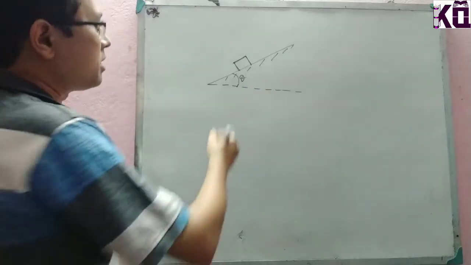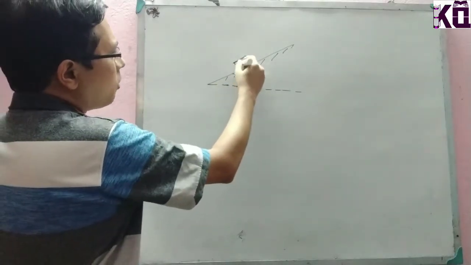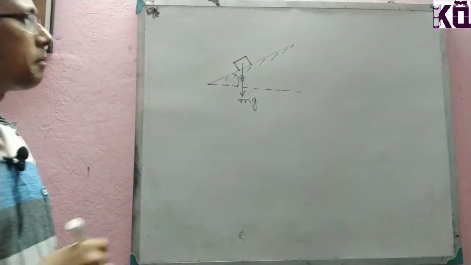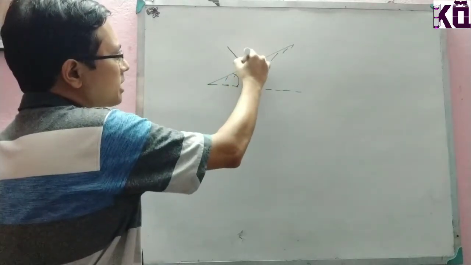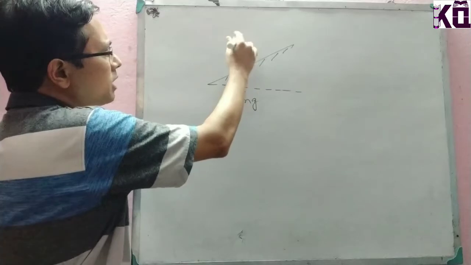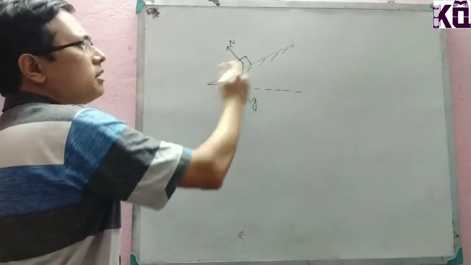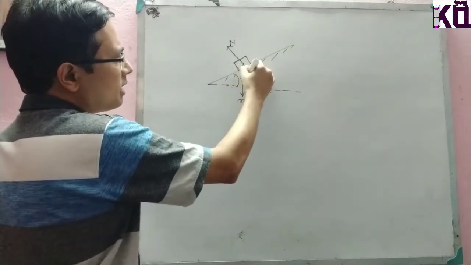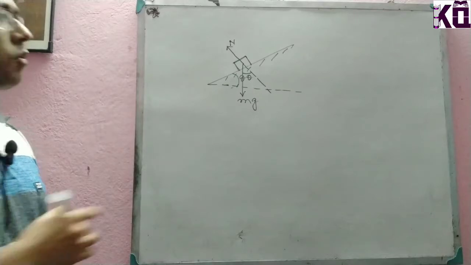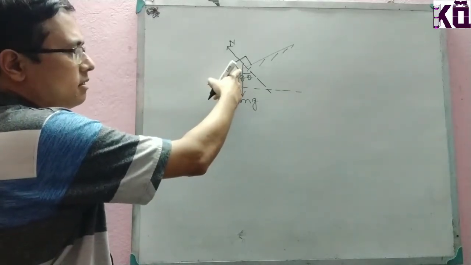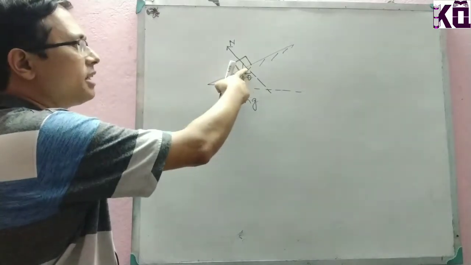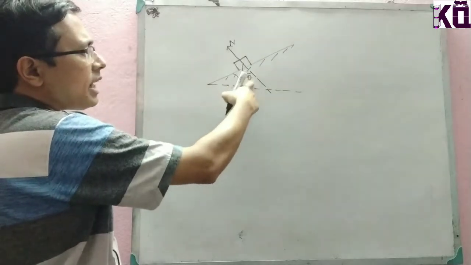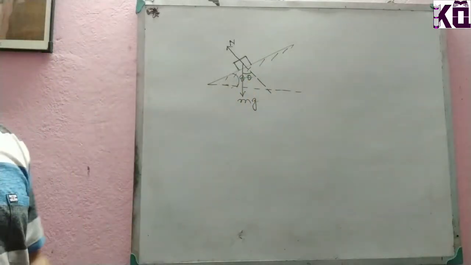Now what happens? The weight must always be vertical, and the normal must always be perpendicular to the plane. If I extend this, with the plane at angle theta, this angle is also equal to theta. Why? Because this angle plus this angle is 90 degrees, and this plus this angle is also 90 degrees, since this line is perpendicular to the plane. So ultimately this angle equals theta. It is simple geometry, nothing else.